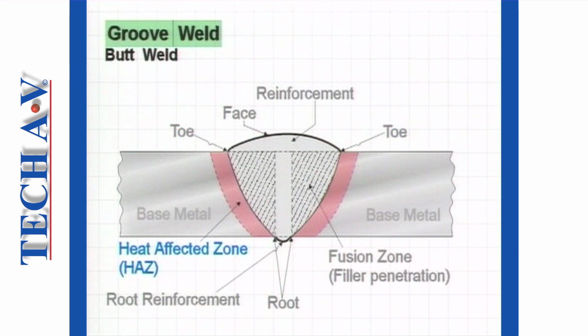Heat-affected zone. That portion of the base metal that has not been melted but whose mechanical properties or metallic structure have been altered by welding. Weld zone. This term is used to describe the whole area affected by a weld, including the heat-affected zone.